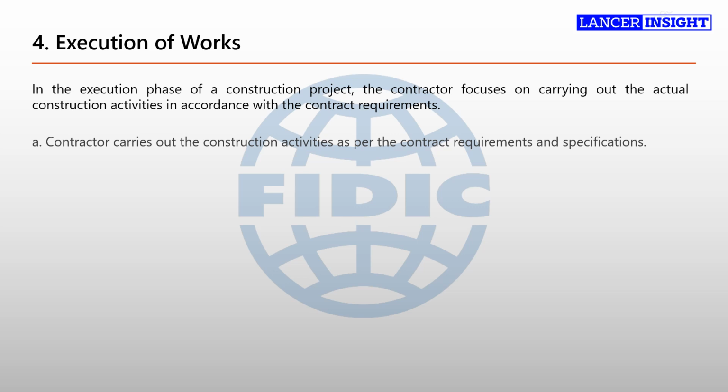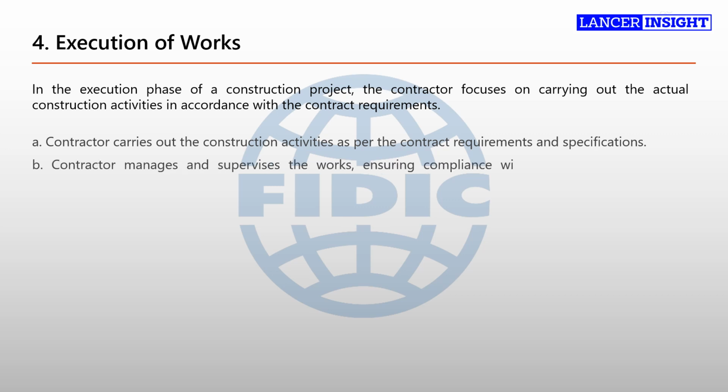The contractor is responsible for executing the construction works as outlined in the contract. This involves following the project scope, specifications, drawings, and any other contractual requirements. The contractor ensures that the construction activities are carried out in a timely manner, adhering to the agreed-upon schedule. The contractor utilizes the resources, equipment, and materials mobilized during the earlier phases to perform the necessary tasks. This may include excavation, foundation construction, structural work, installation of systems and utilities, finishing work, and any other construction-related activities required for the project.